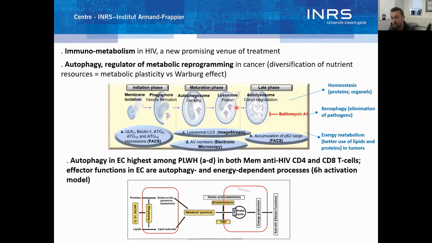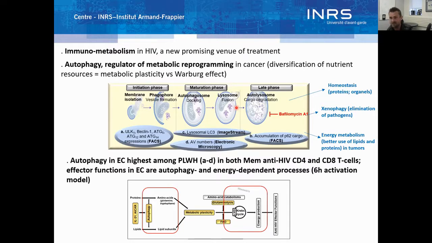So believe me, I am not going to show you those data today, but we confirmed that indeed the autophagy status, by using different approaches, was higher among elite controllers in both their memory anti-HIV CD4 and CD8 compared to the patients on ART. And their immune functions, such as polyfunctionality, CTL, and IL-21 production, were autophagy and energy-dependent processes.